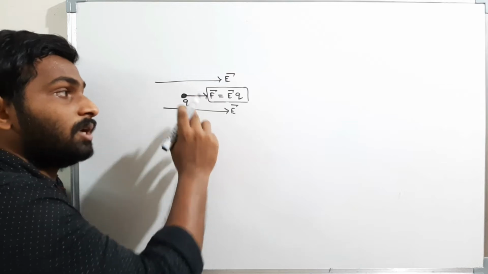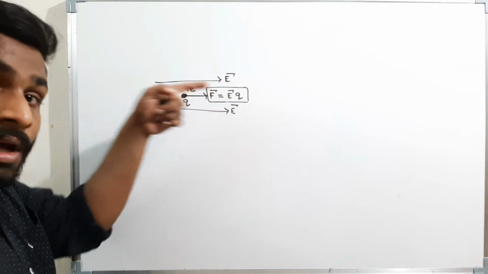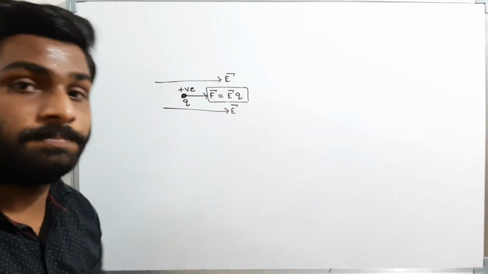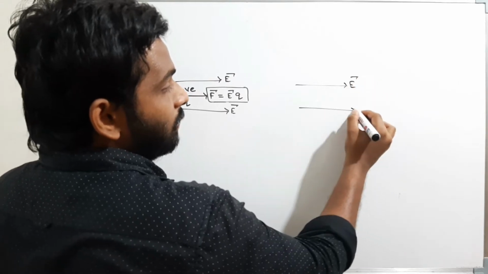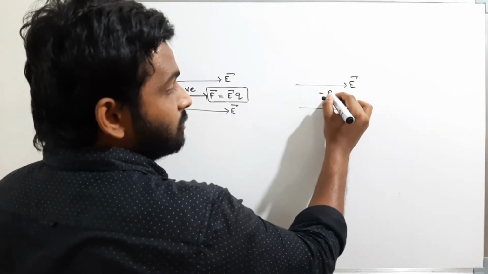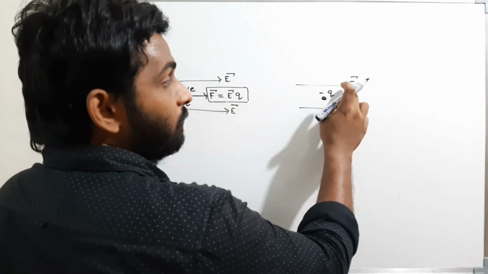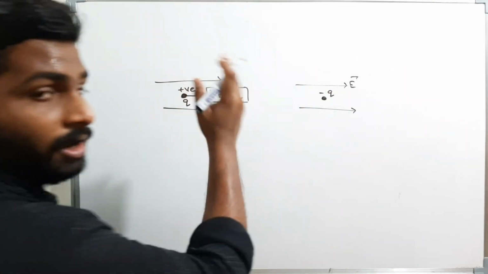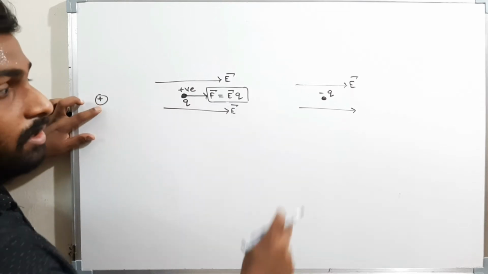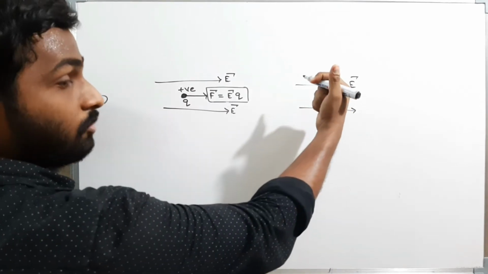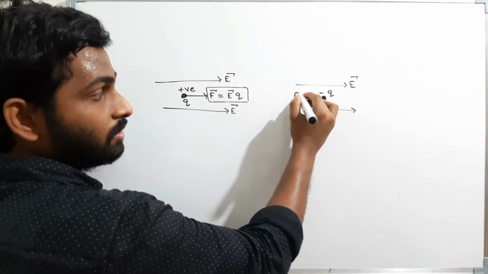Now if it is a positive charge, then the force direction and the electric field direction will be the same. Now by chance if it is a negative charge, minus Q, in which direction will the force act? Always remember electric field lines are in this direction. That means somewhere there is a positive charge. If I keep a negative charge, these two will attract. That means the force experienced on this negative charge will be F in this direction.